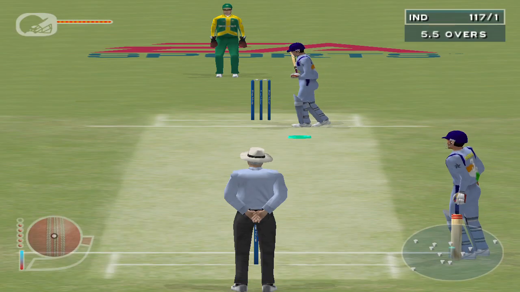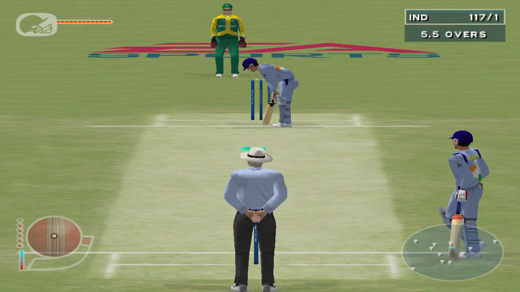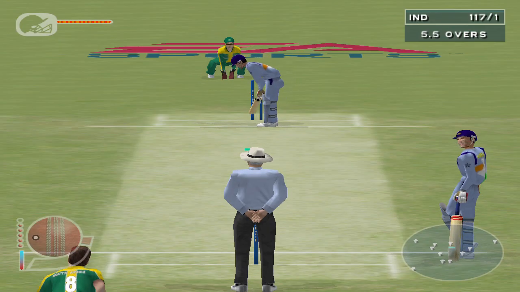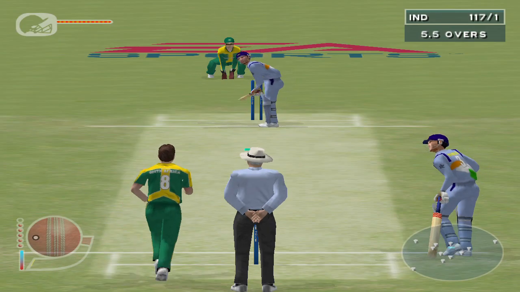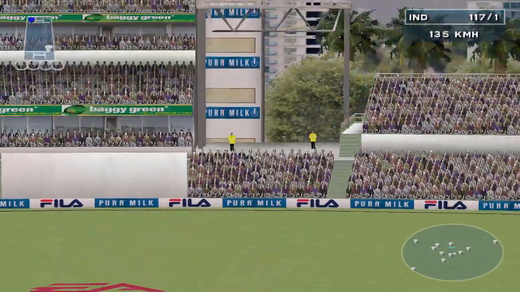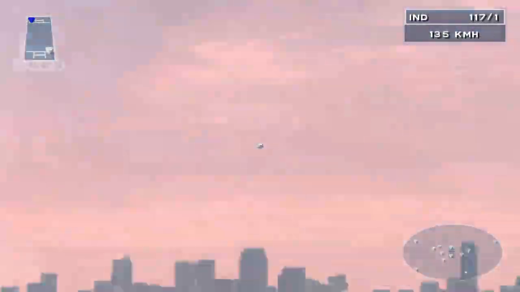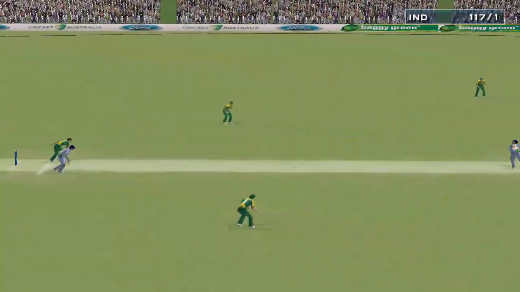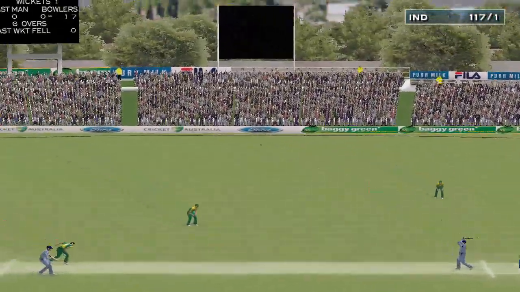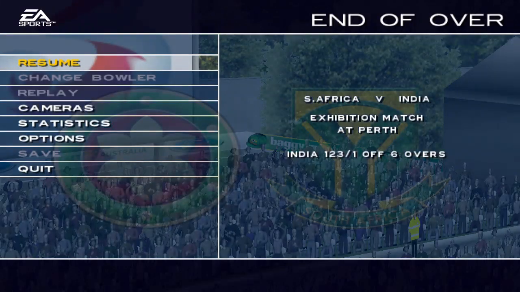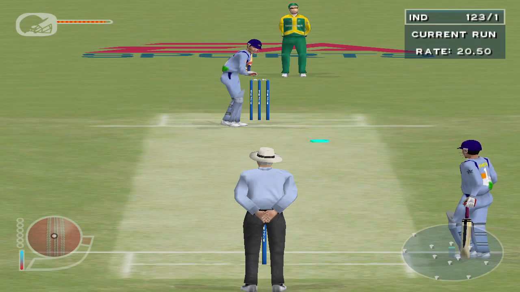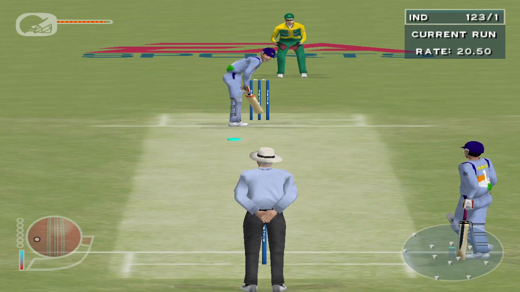Pollock to Tendulkar. That's cleared the boundary. 6 runs. India have taken their total on to 123. Well, you can't set fields for shots like that. That's brilliant. That over helped the run rate somewhat. That was an expensive over. He'll need to improve if he wants to stay in the attack.